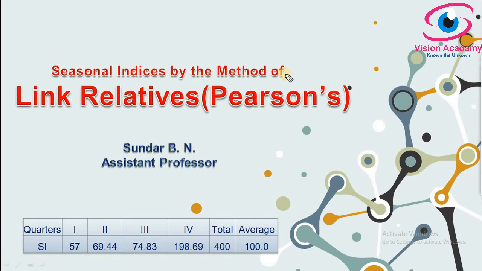Welcome to Vision Academy. In this video I am going to explain how to find seasonal indices by the method of link relatives. This is also called the Pearson method, and this is the 10th video in time series analysis.